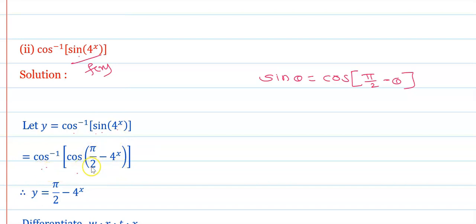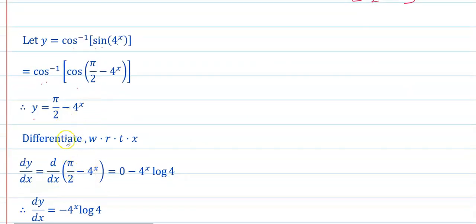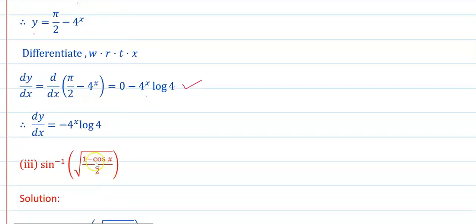Cos inverse of cos theta is theta, and hence y is equal to pi by 2 minus 4 raised to x. Now differentiate this with respect to x. Derivative of pi by 2 is 0. Derivative of 4 raised to x is 4 raised to x into log of 4. And hence dy by dx is equal to minus 4 raised to x into log of 4.